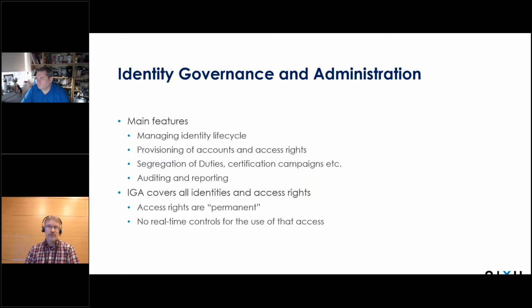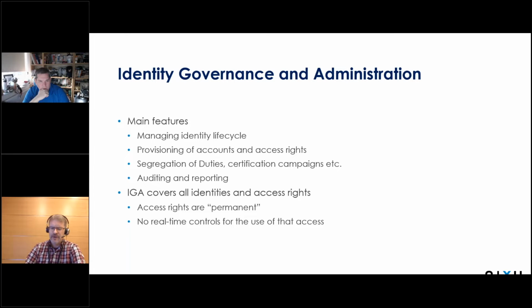So in short, IGA covers all identities and access rights, and what I've put there is a statement that says access rights are "permanent", in quotes, because what it really means is that access rights are usually tied into contracts. So for example, the internal employee has a contract with the company, so therefore any access right is tied into that, so that when the person leaves, all of those access rights are removed and accounts are disabled.